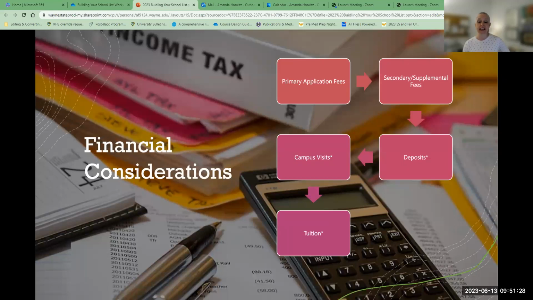And then finally, and I think this is the piece that people anticipate the most, is the expense of tuition that you'll be encountering over the next 2 to 4 years.